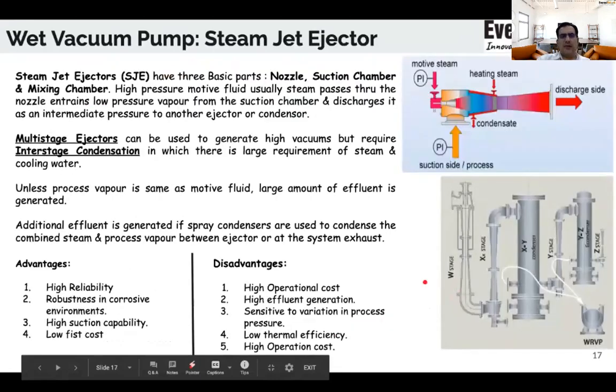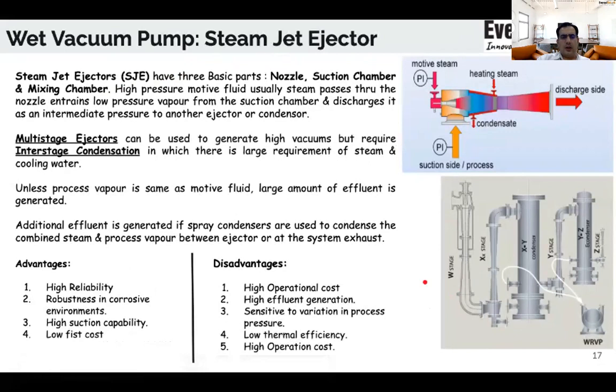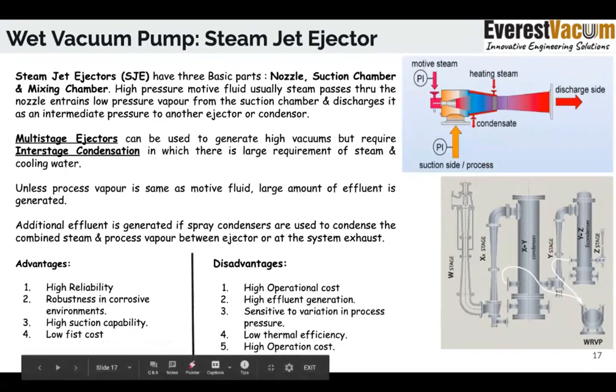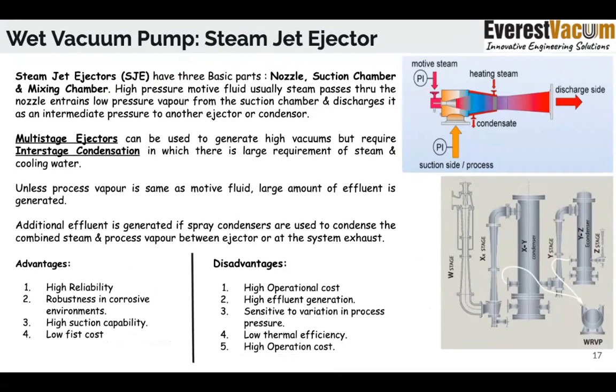Now, starting from, we've already made the categorization. The first pump that comes in the wet pump category is the steam jet ejector pump. Now, how does a steam jet ejector pump function? A steam jet ejector pump has three basic parts: the nozzle, the suction chamber and the mixing chamber.